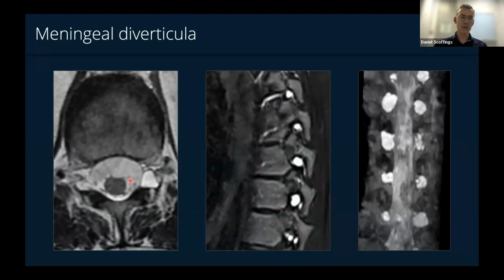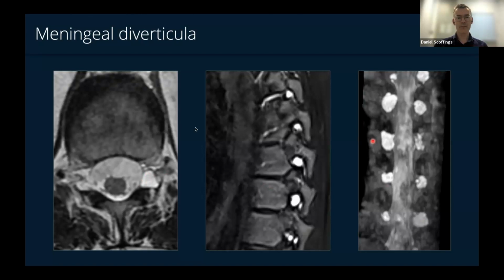Sometimes the fistulas come straight off the theca without a diverticulum, but most of the time there'll be a diverticulum. The thing is, with MRI, you've got no idea which one of these diverticula has a CVF associated with it. You can't tell which side or which level. But if you see these, it means that you're looking for a CSF venous fistula in the absence of any epidural fluid.